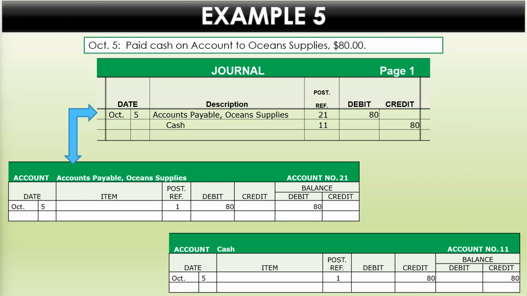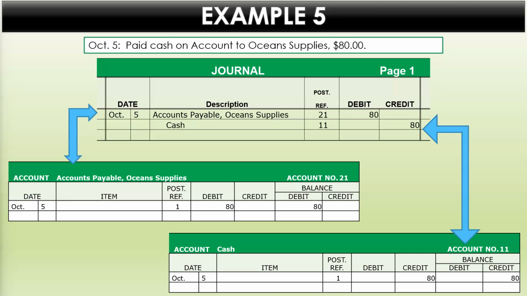To post to the accounts payable Ocean Supplies ledger, we'll first start with the date. We enter our amount. We're dealing with an $80 debit. Extend the balance is 80. Post reference is 1 that traces back to journal page 1. And then back on the journal, in the posting reference, we enter 21. That's the account number of the accounts payable Ocean Supplies.